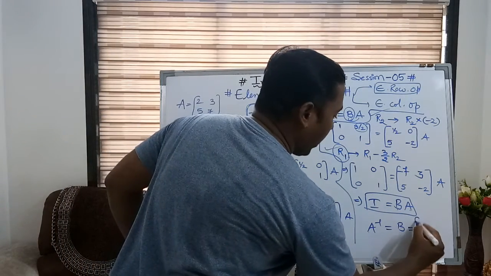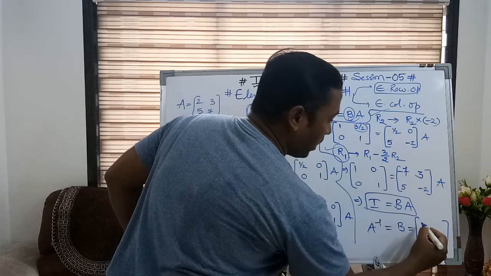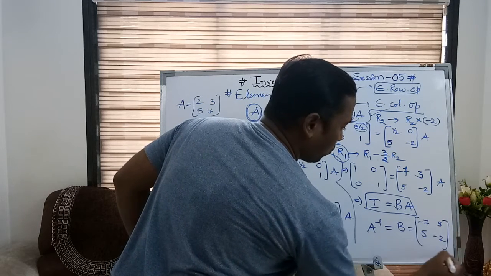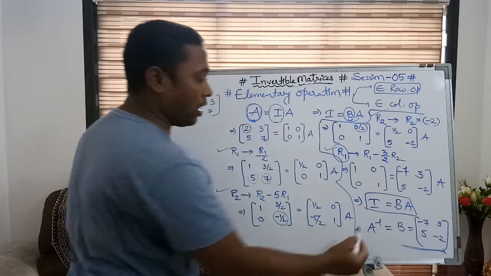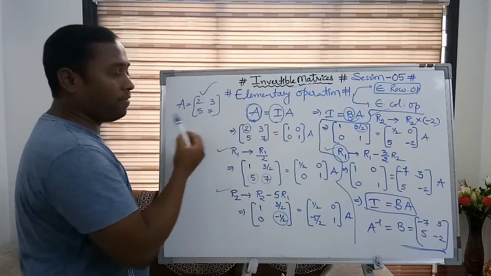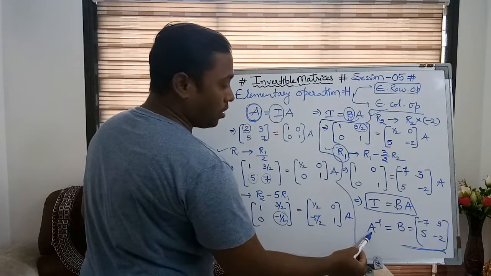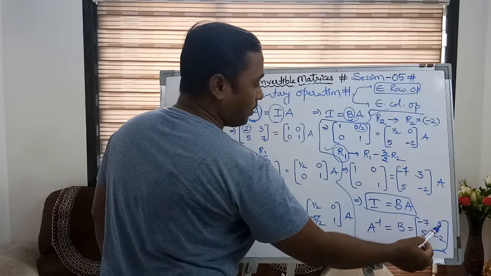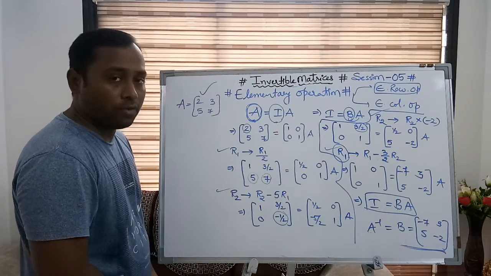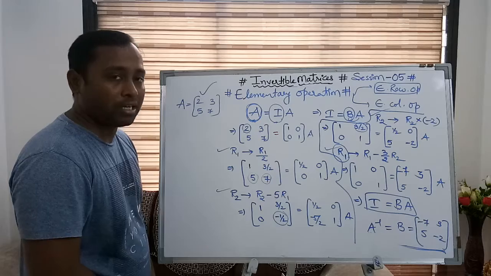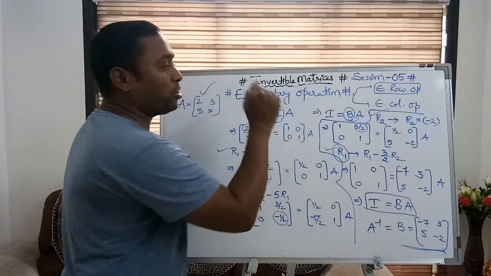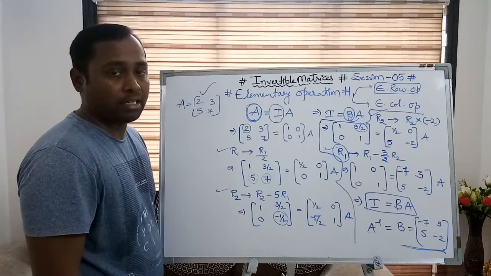Therefore what is the B matrix here? It is minus 7, 3, 5 and minus 2. You got the final answer as A inverse. So this is the given matrix A, 2, 3, 5, 7, and you got the inverse of this matrix as minus 7, 3, 5, minus 2. So this is a way to find the inverse of a square matrix with the help of which method? Elementary operation method.